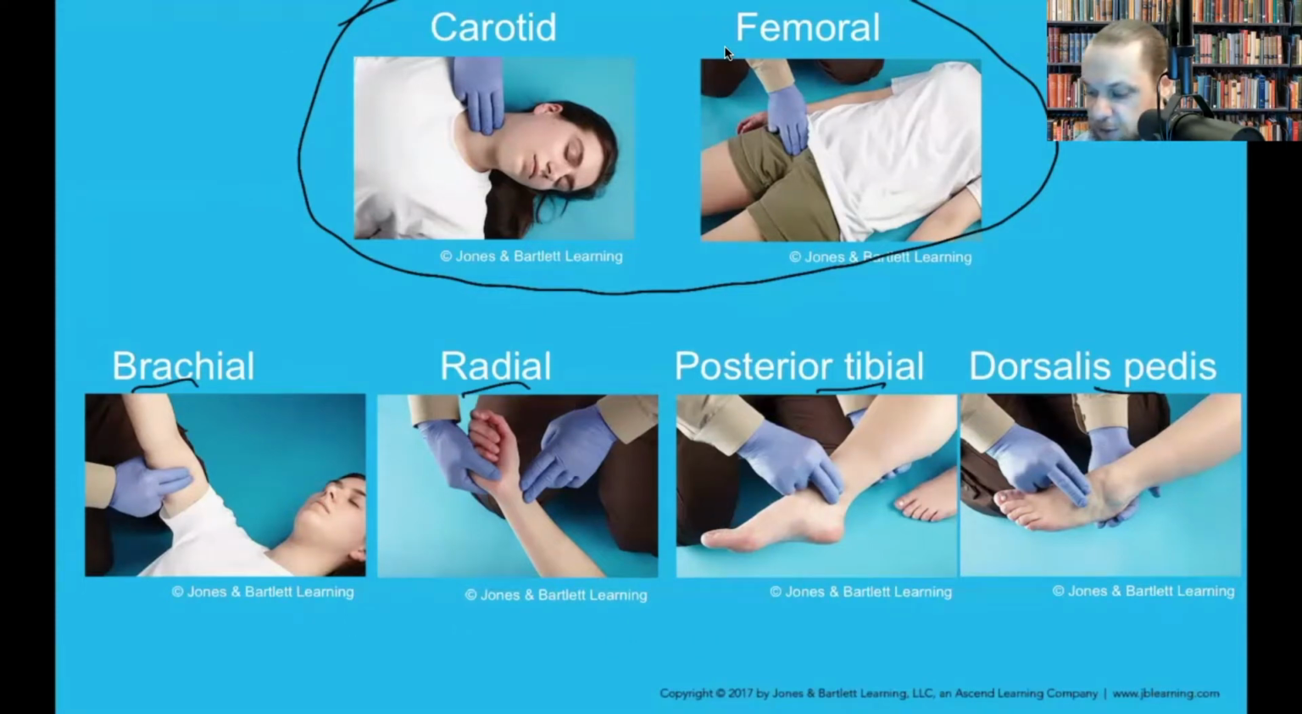You also check, we would check CMS, circulation motor sensory. So C, the circulation, is the pulse. And what also is important, you also want to check the skin, right? If it's warm to the touch, if the color is pink, I know that there's good distal perfusion. So if the arterial system is functioning properly, I should feel strong pulses in the periphery, and I should have skin that's pink. I should have skin that's warm, right?